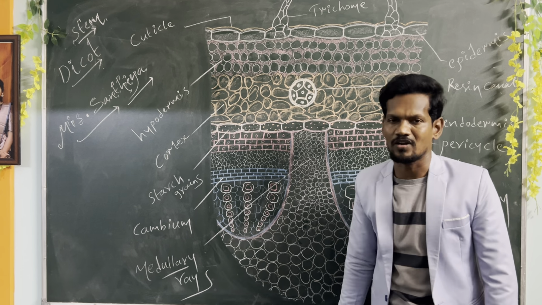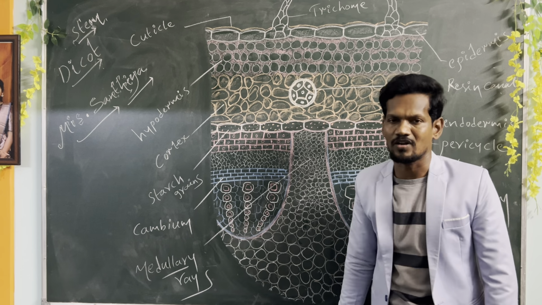Those are secondary metabolites. In 10th standard you might have learned tannins, latex, alkaloids, etc. Gum. These all are secondary metabolites of the plants. Presence of this resin canal or resin duct is the characteristic feature, or main character, of angiosperm dicot stem. Very important for competitive purpose. Remember everybody, dear students.